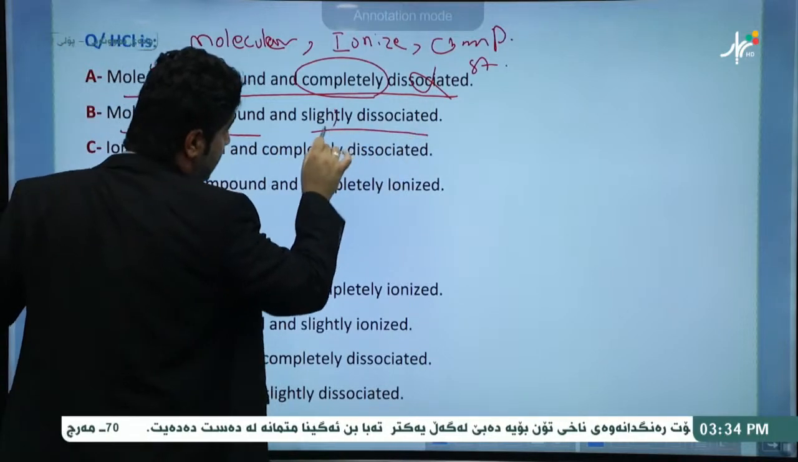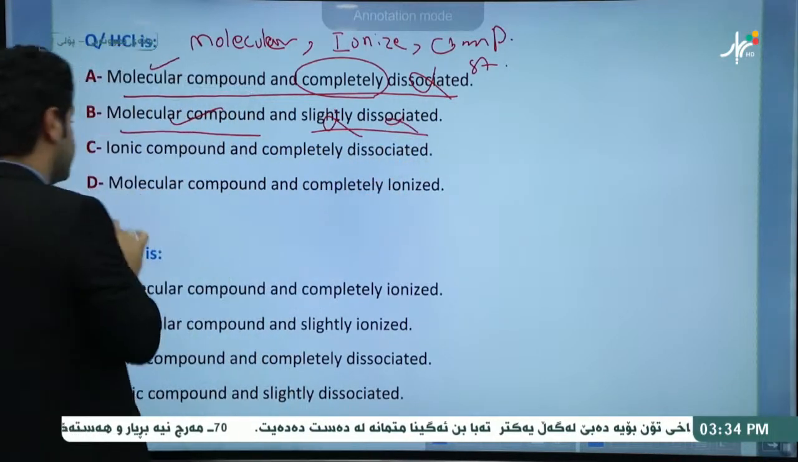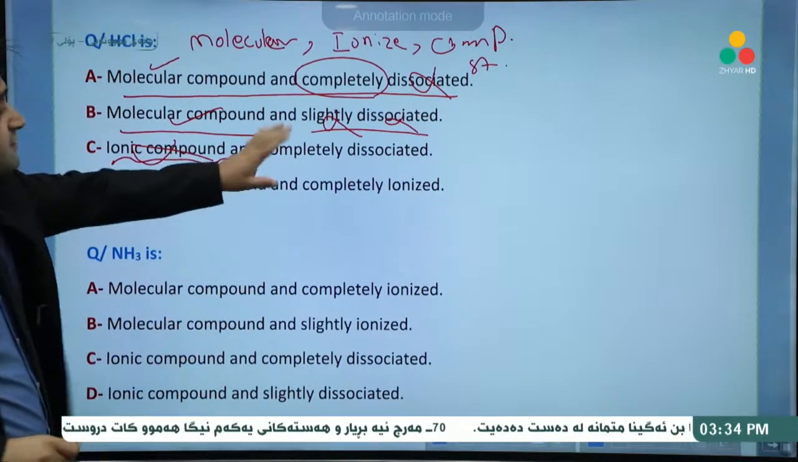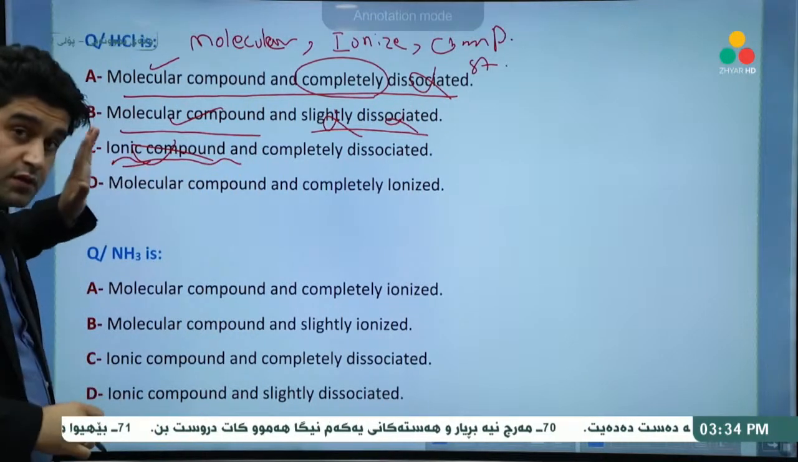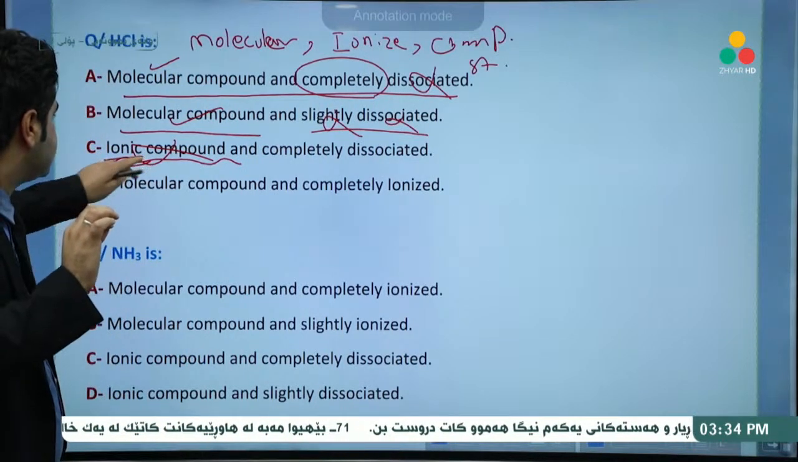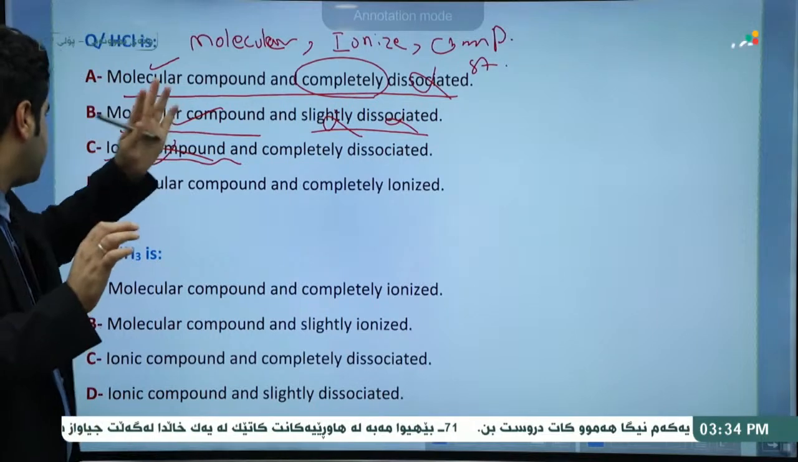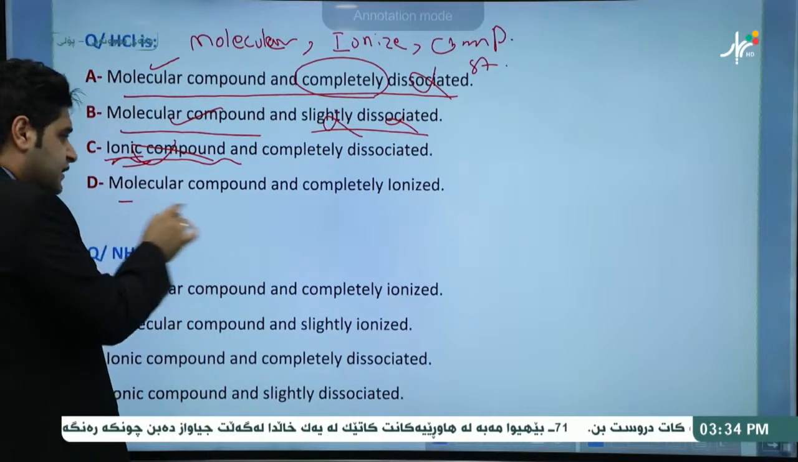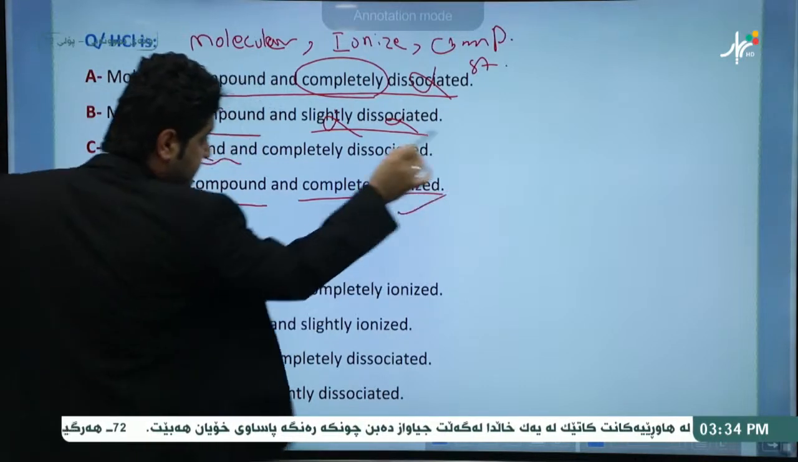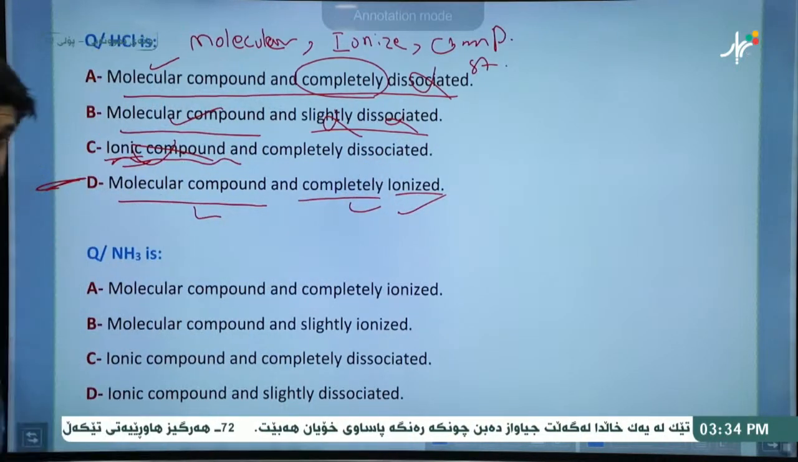Slightly dissociated, no, it's not slightly, it's not dissociated. It's an ionic compound, no, I will not read this continuously because it's ionic, no. From the first, by starting this answer, it makes a mistake. So I'm not concerned with the others. Molecular compound, yes, it's right. Completely, yes. Ionized, yes. Right answer is D.